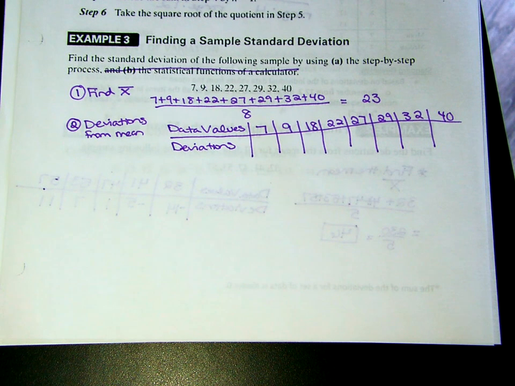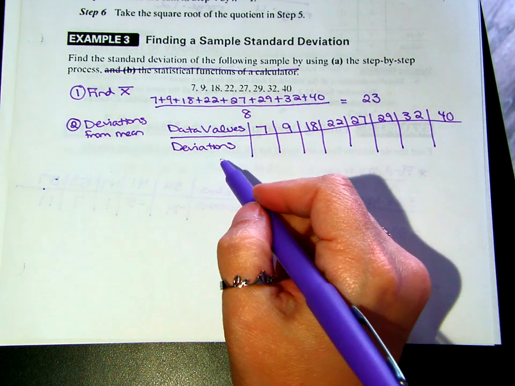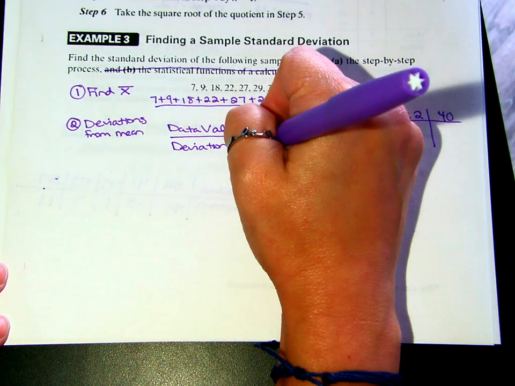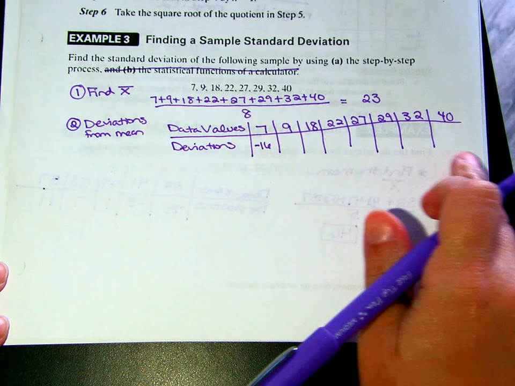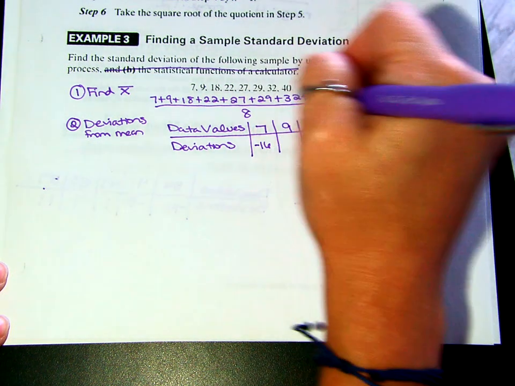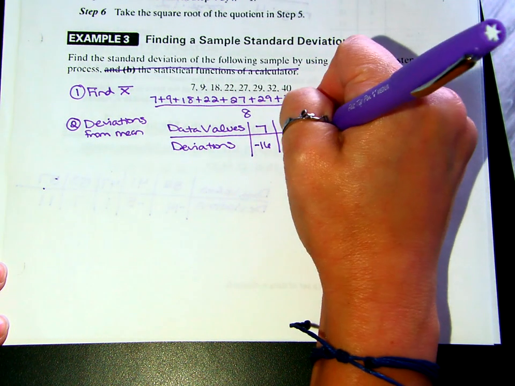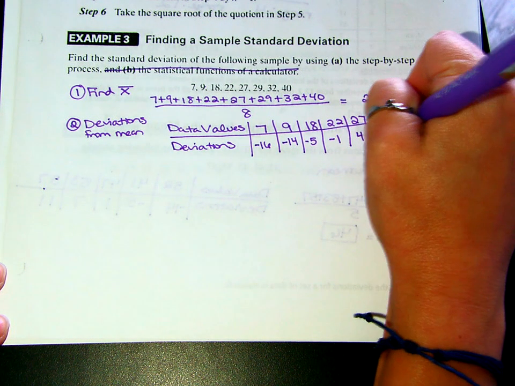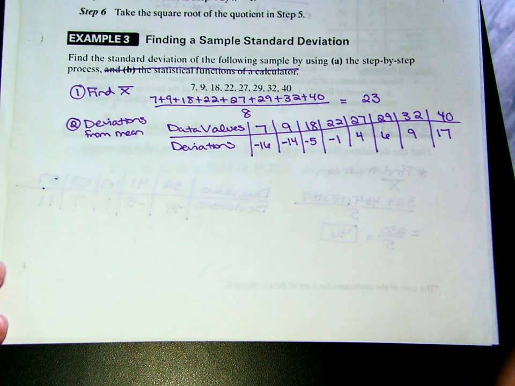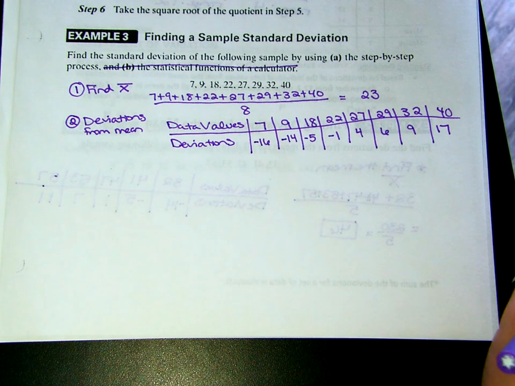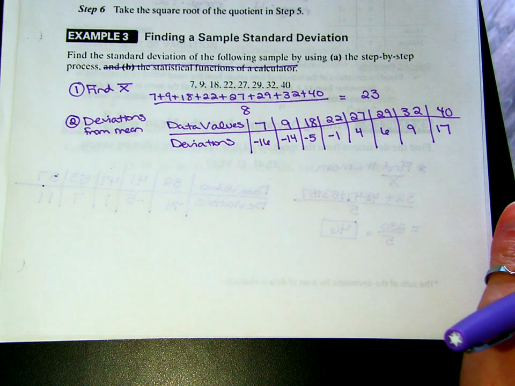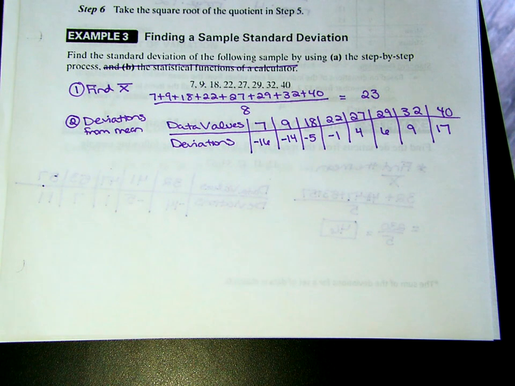But that's okay. So remember, to find the deviations, you're taking the value minus what your mean was. So 7 minus 23 is negative 16. And we do this for every single piece of data. 9 minus 23 is negative 14. Negative 5. Negative 1. 4, 6, 9, and 17. Once your values are over whatever the mean is, obviously you should have positive values for your deviations at that point. Any questions on the first 2 steps? Cool beans.